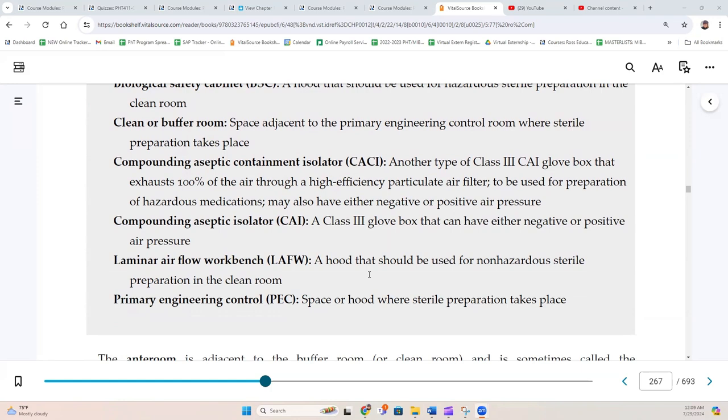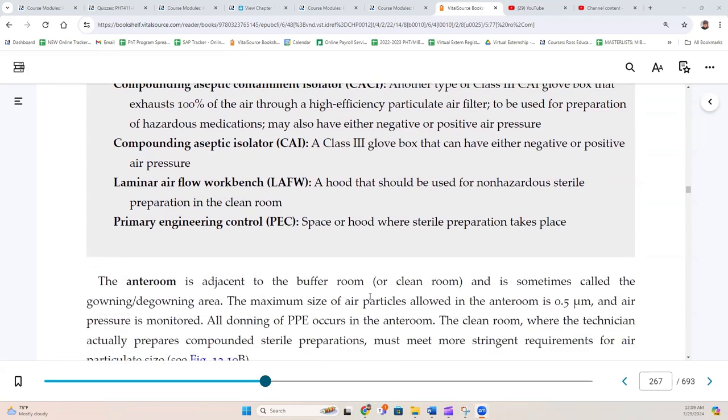Compounding aseptic containment isolator, another type of Class 3 CAI glove box that exhausts 100% of the air through a high efficiency particulate air filter. It's to be used for preparation of hazardous medication, and it may also have negative or positive air pressure. The compounding aseptic isolator, a Class 3 glove box that can have either negative or positive air pressure. And then the laminar airflow workbench, a hood that should be used for non-hazardous sterile preparation in the clean room.